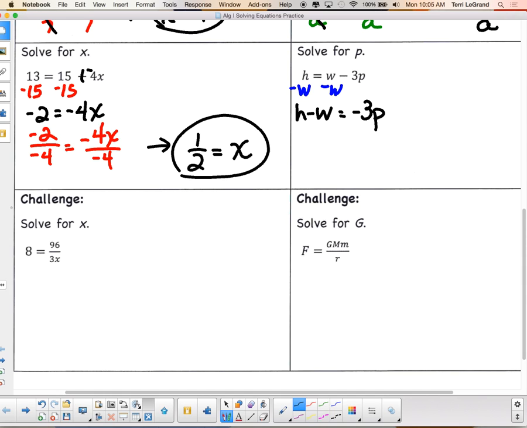Okay, now what? Divide by negative 3, just like we did over there. We divided by negative 4 because that's what x was being multiplied by. Over here, p is being multiplied by negative 3, so we're going to divide by negative 3. Okay, so now these negative 3s cancel. What about that other side? Anything we can do there?